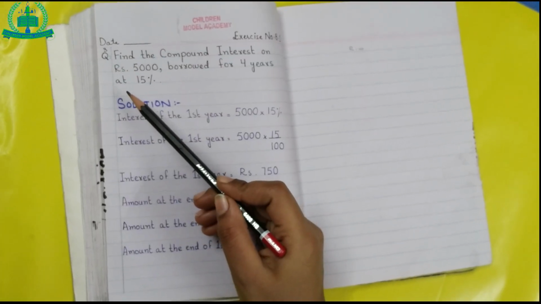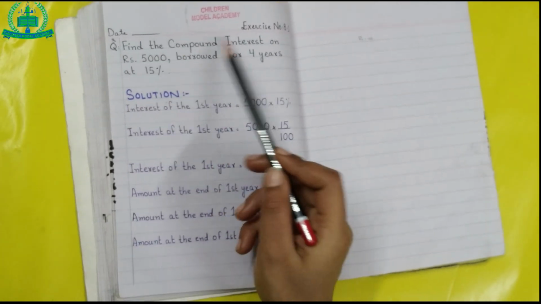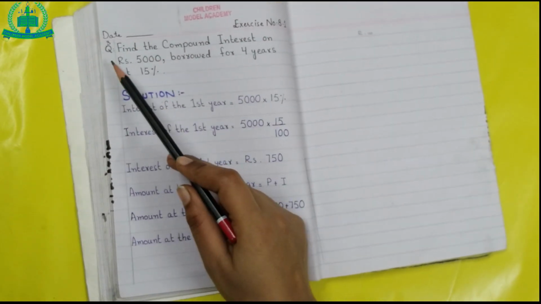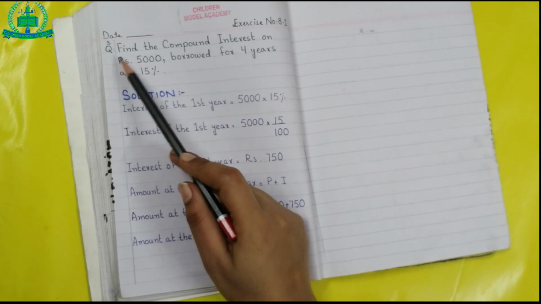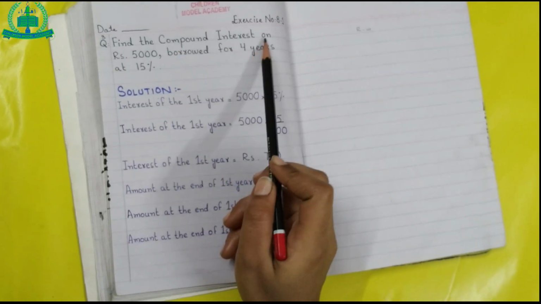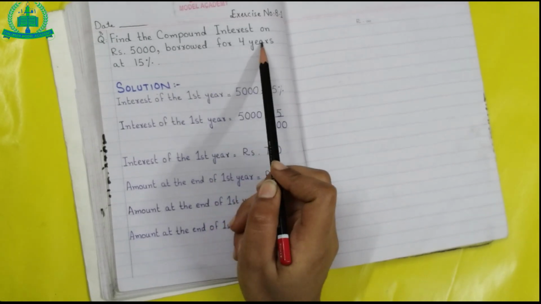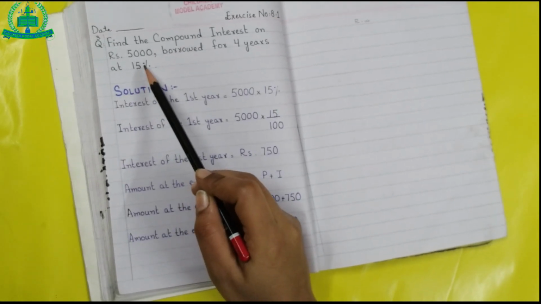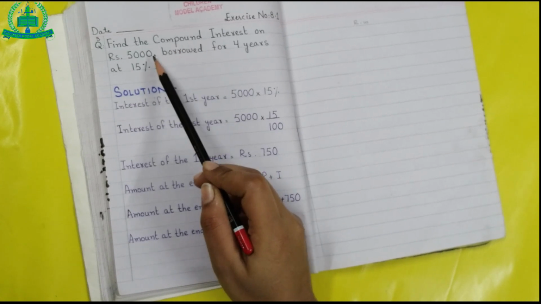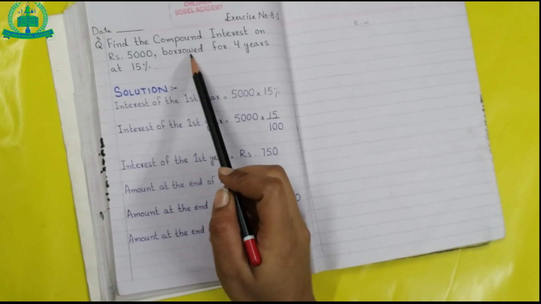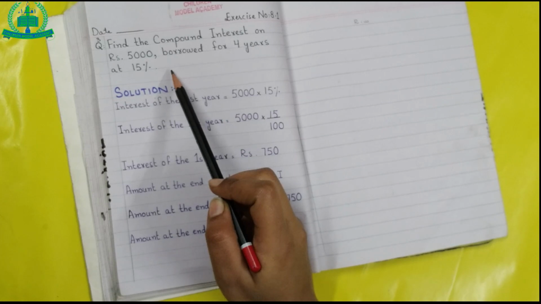Now open your maths copy, draw margin line, mention date, exercise number. Firstly we write the question. Question number 3. Find the compound interest on rupees 5000 borrowed for 4 years at 15%. We have to find compound interest on rupees 5000 borrowed for 4 years at 15%.